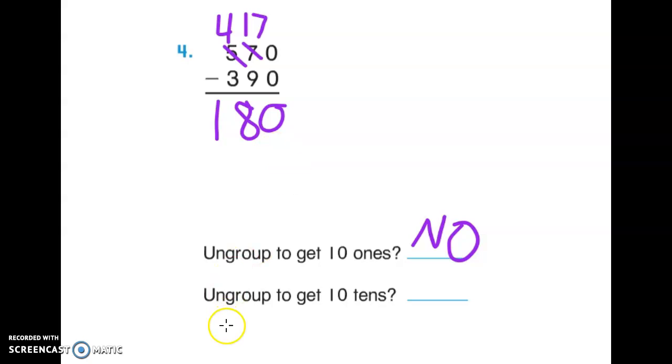So did I have to ungroup to get 10 tens? Yes, I needed 10 tens because I could not do 7 minus 9. Yes.